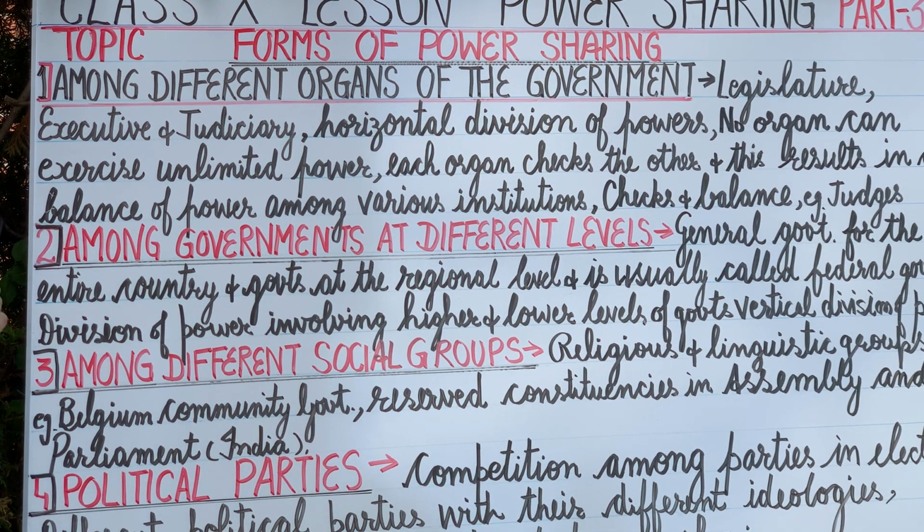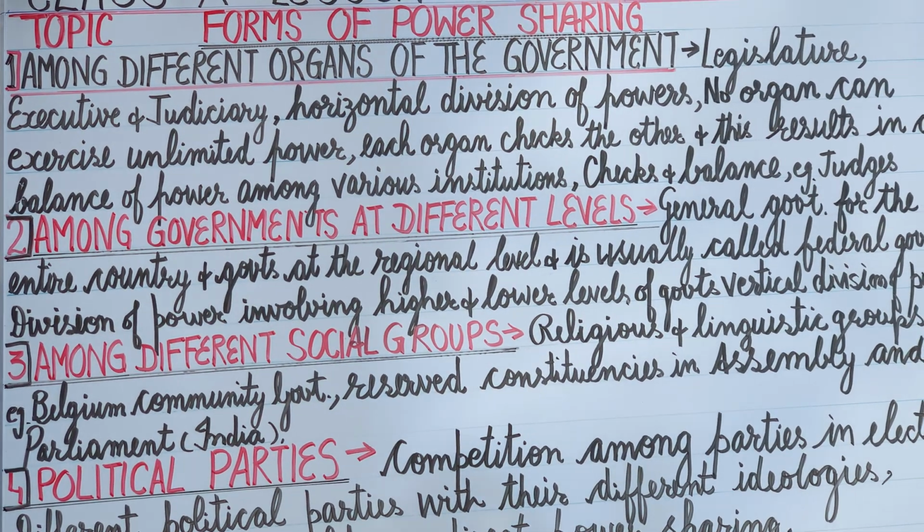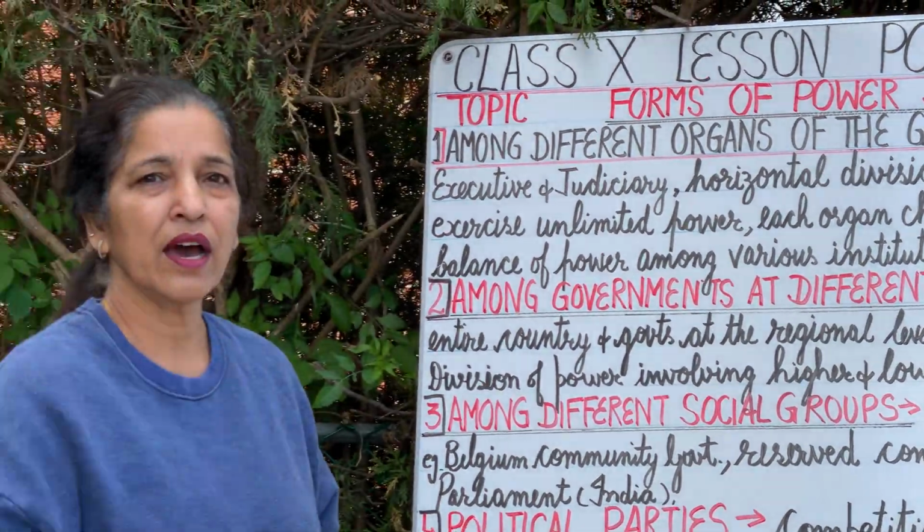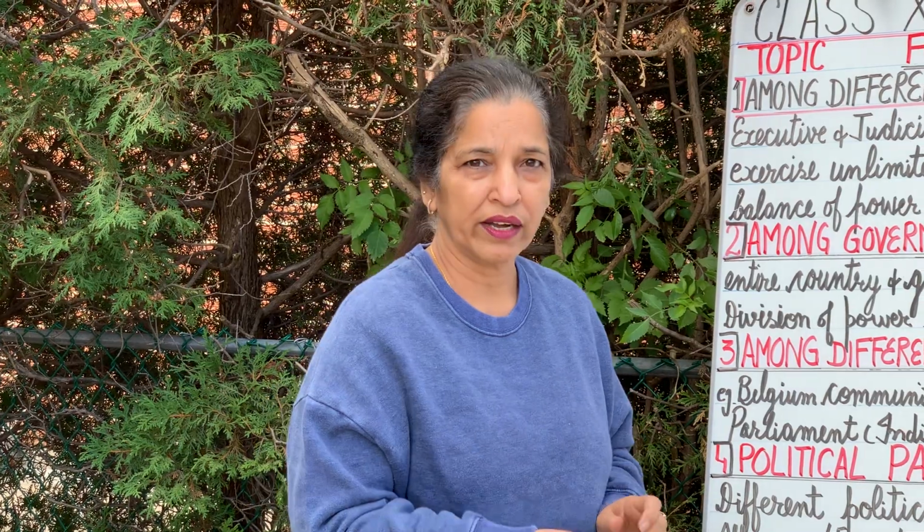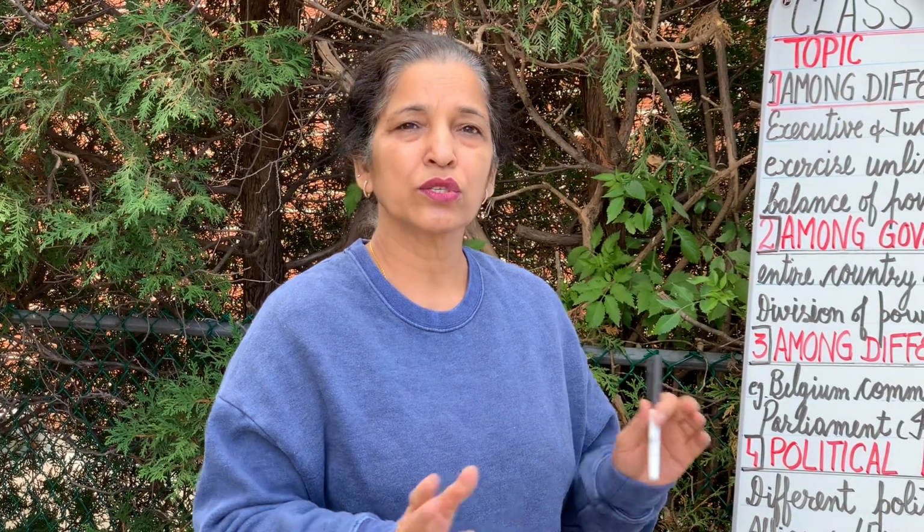For example, the judges in India are appointed by the executive, but once they are appointed, these judges check the working of the executive and the laws made by the legislature, so that no organ is independent; rather they can check each other.